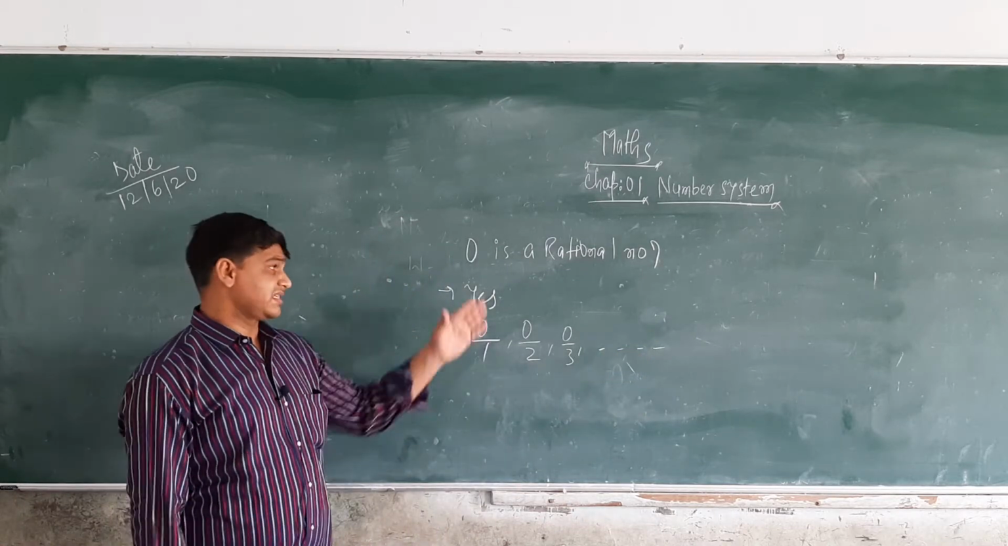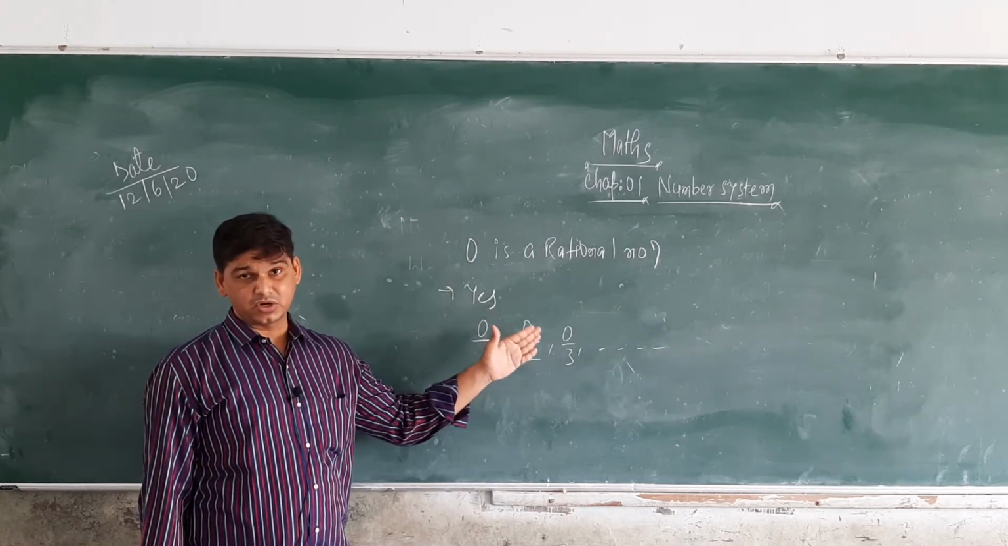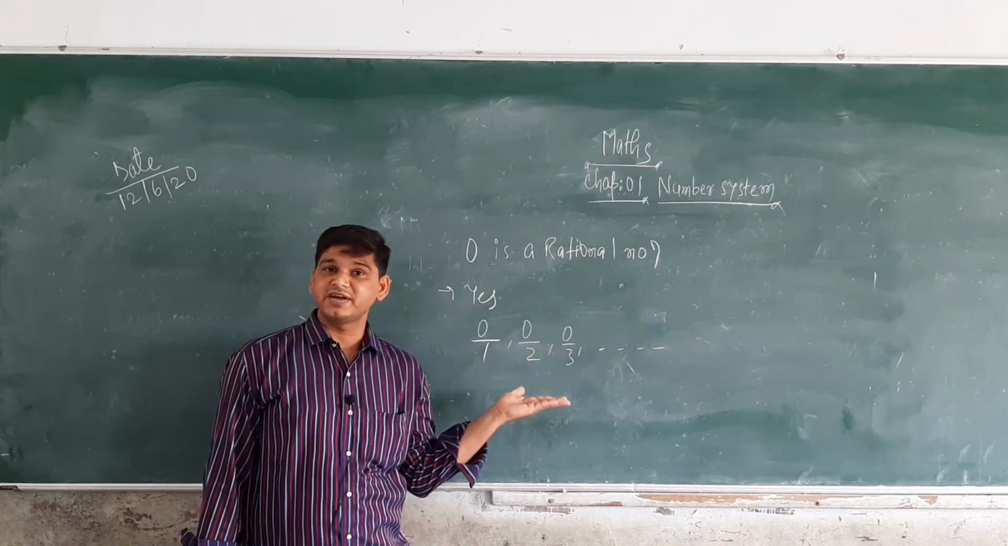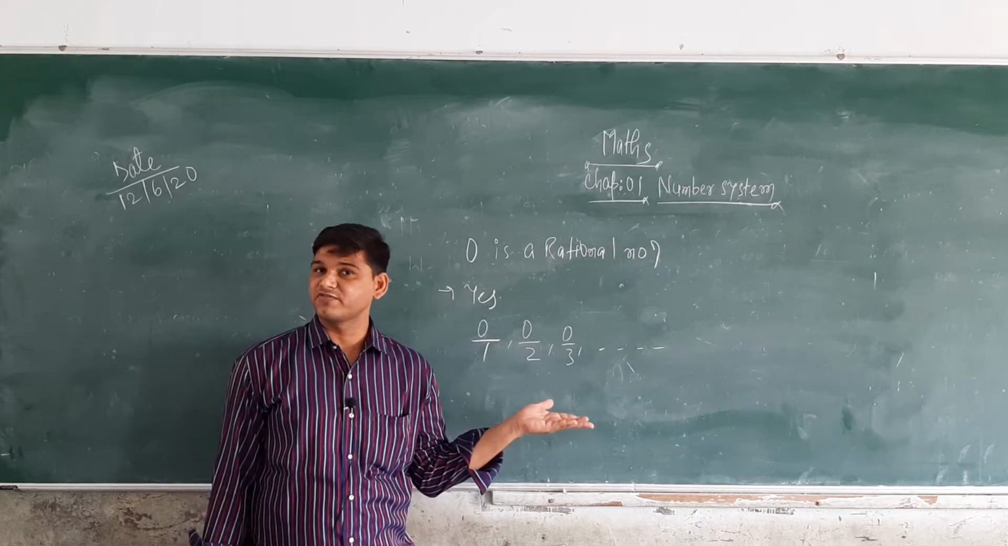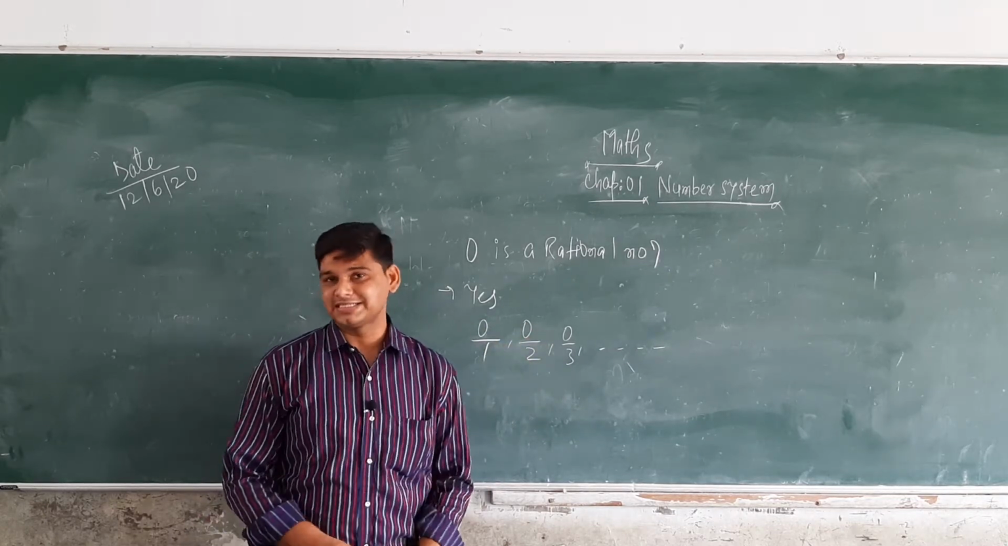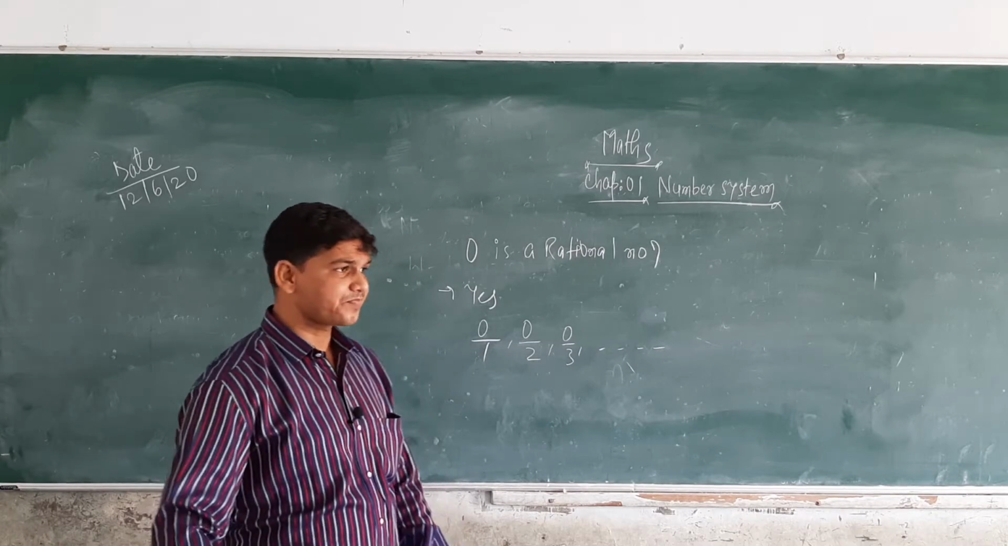Okay. So, yes, 0 is considered a rational number, because whatever you add in the numerator is a form of 0, and it is divided by whatever the denominator is, 1, 2, 3, 4, 5, whatever. It always gives the answer 0. So, 0 is considered a rational number.